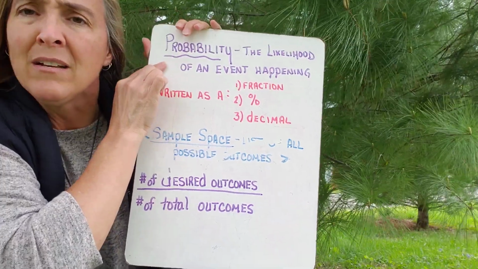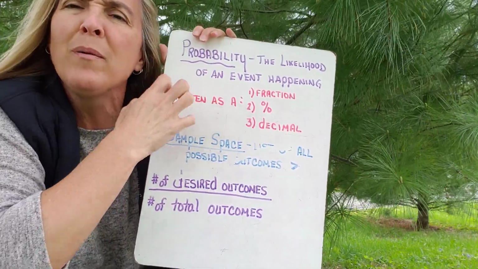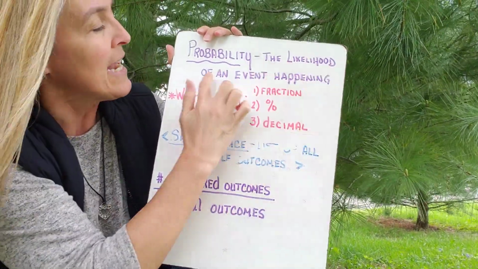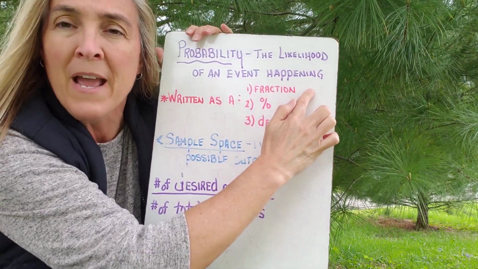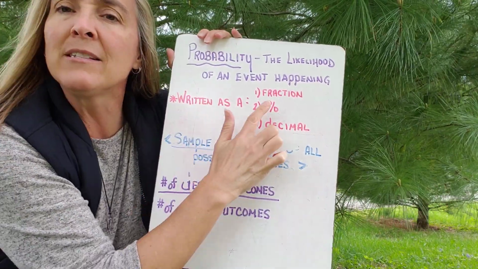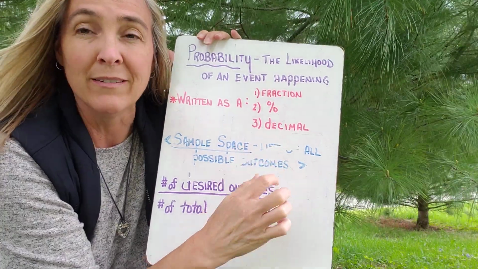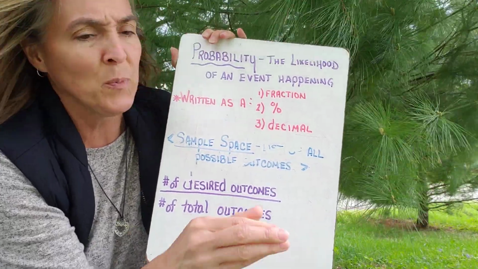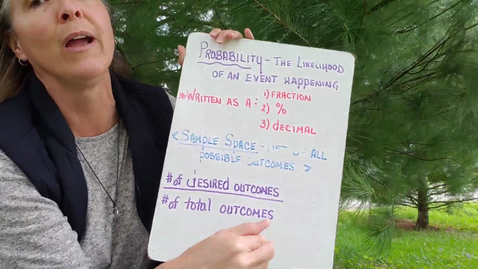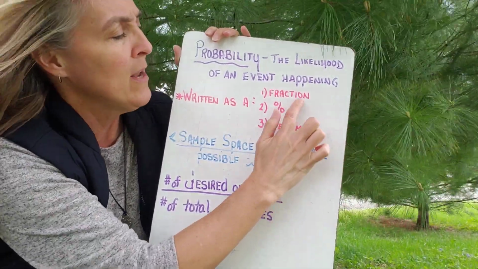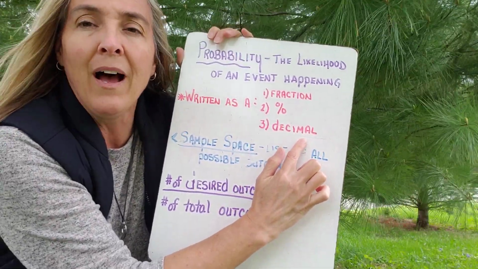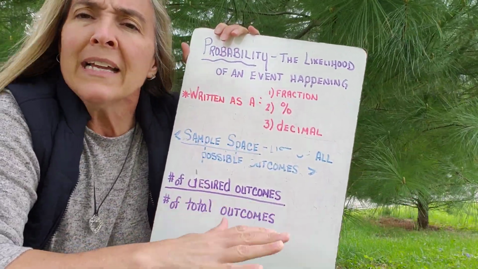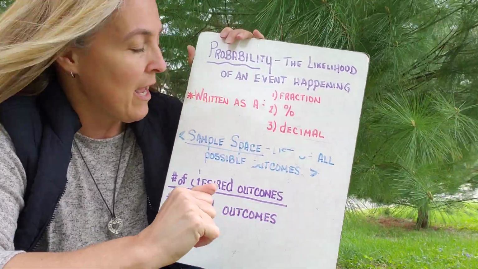But probability, and you know what probability is. You could probably explain it in your own words. I would say the math definition is the likelihood of an event happening. It can be written as a fraction, a percent, or a decimal. And last year in 7th grade, I'm sure you had to do that a lot, maybe even in 6th grade. Change this percentage to a decimal, change the decimal to a fraction. So it can be written in any of these forms. I typically like the first one. I like the fraction form, but you can convert from one to the other.